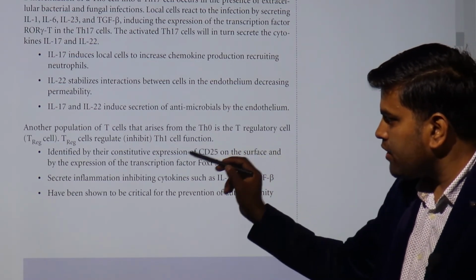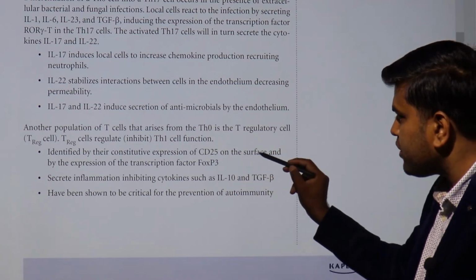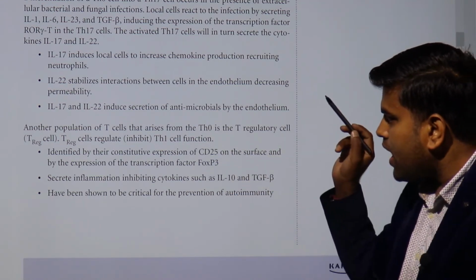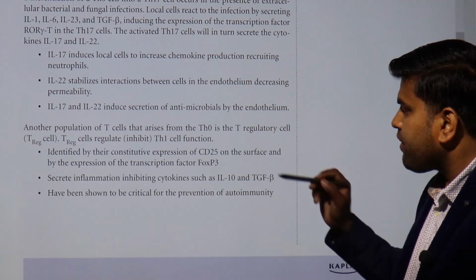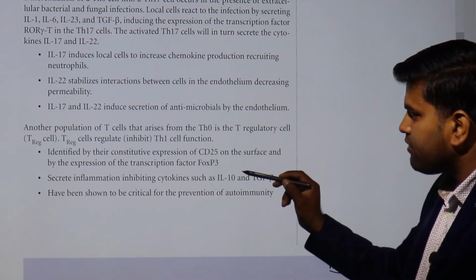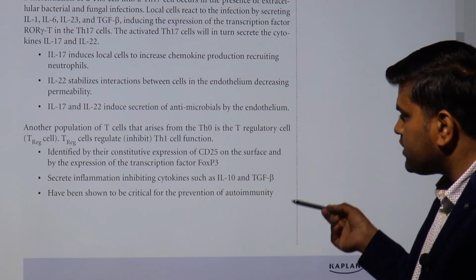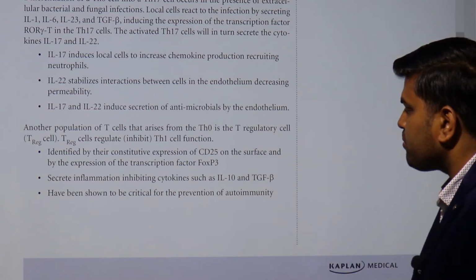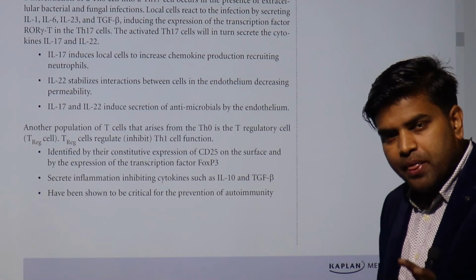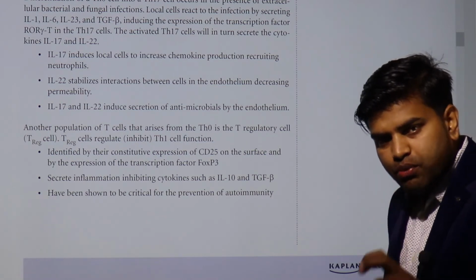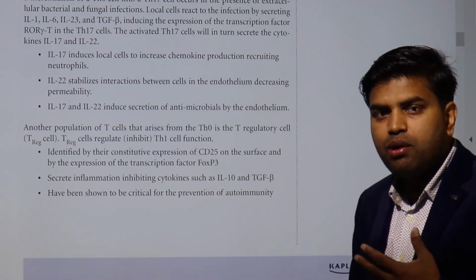It is defined by its constitutive expression of CD4 and CD25 on the surface and expression of the transcription factor FOXP3. It secretes inflammation-inhibiting cytokines such as interleukin 10 and TGF beta, which have been shown to be critical for the prevention of autoimmunity. So this Treg cell is responsible for preventing us from developing autoimmunity.